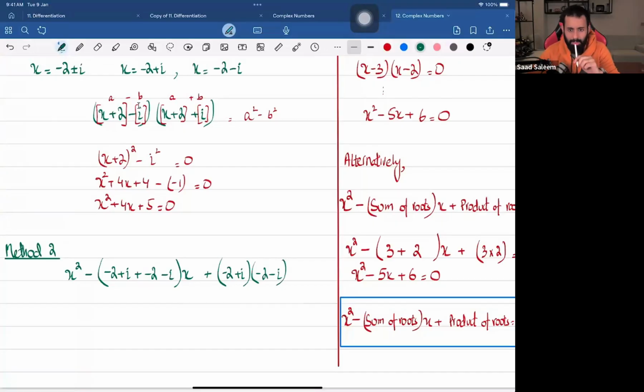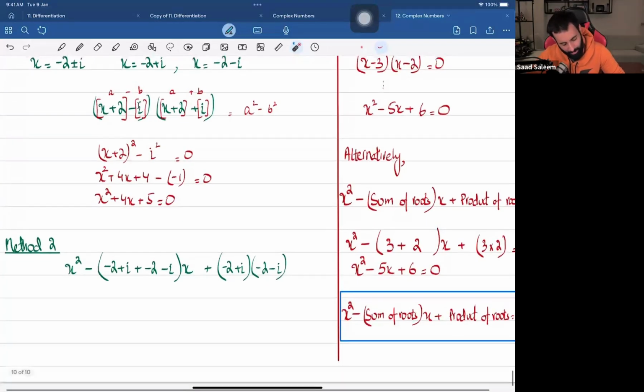Can 2 minus iota become b? No, because it's 2 minus iota and 2 plus iota. That's not possible. If these two were the same, and this was x plus 2 minus iota and x minus 2 minus iota, then that would be possible. But the way it is right now, it's not possible.